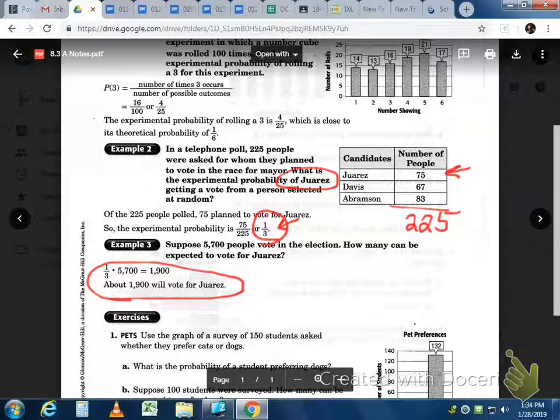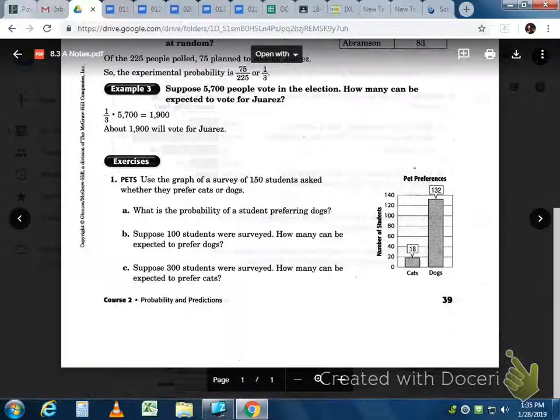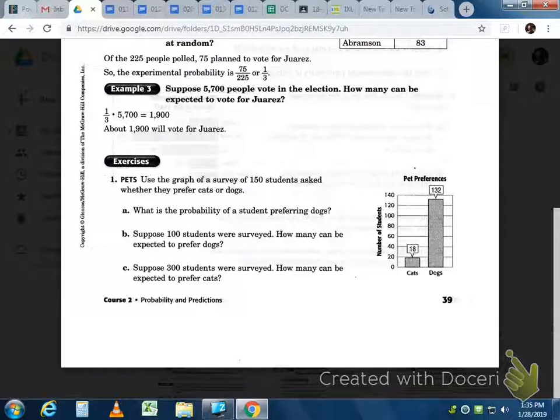So we're going to look at an example. There's only one for us to do for this, and it's pretty simple. It says there was a survey of 150 students, and they were asked just simply if they prefer cats or dogs. So 150 students, how many preferred cats? 18, only 18.